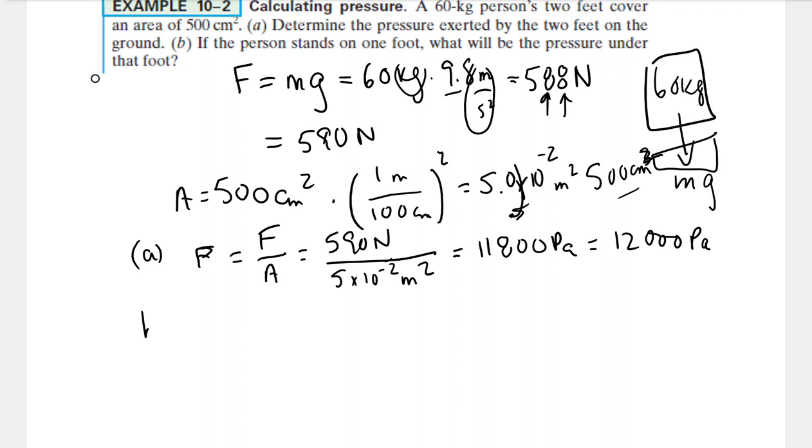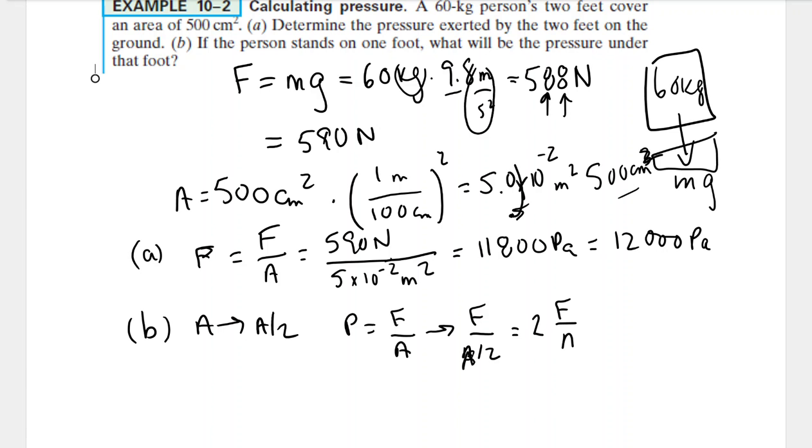For part B, they're going to be standing on 1 foot, so my area goes to half as big. So if I have my pressure equal to my force per area in the original case, if I replace that, it becomes F over A over 2. The 2 comes up, so I get 2 times the force per unit area we had in the first case. So it will be 24,000, 2 times what we had before.